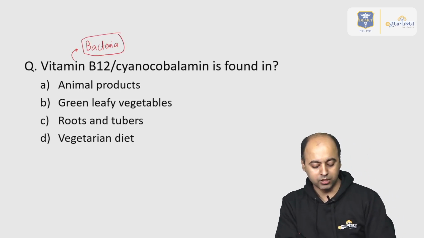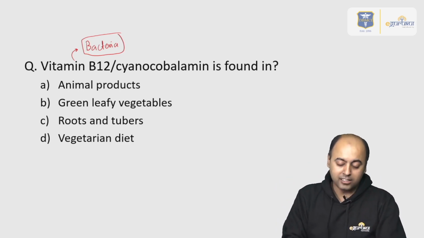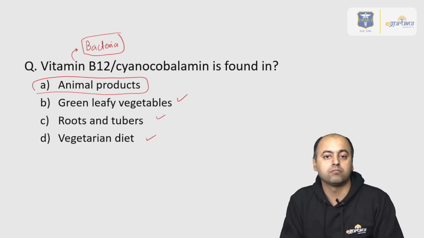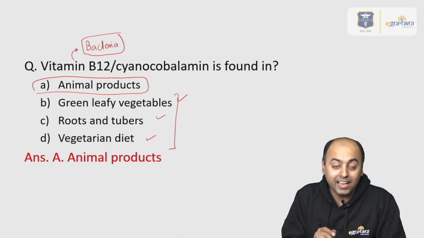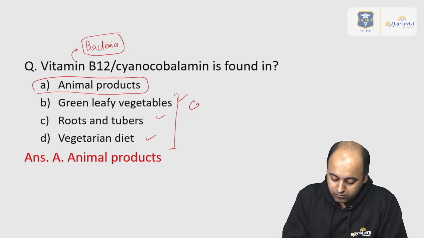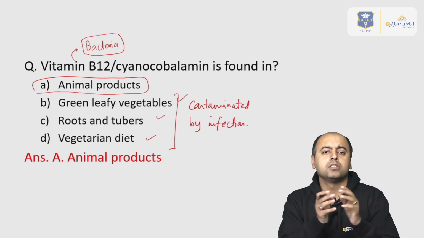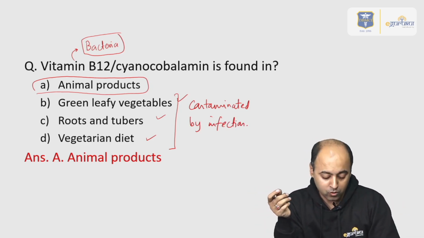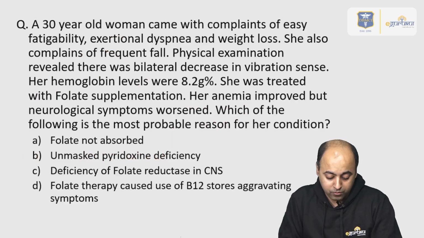As a result, the B12 is found only in animal food. It is not found in the plant food. If you look at the different options, only one option is animal food, the rest are all plant, so they will not have vitamin B12. The answer is animal product. In plant food you can have B12 only under one condition: contaminated by infection. For example, there is fungi infecting the crop. In that case, you can have some amount of vitamin B12. Otherwise, B12 will not be there in the plant food.